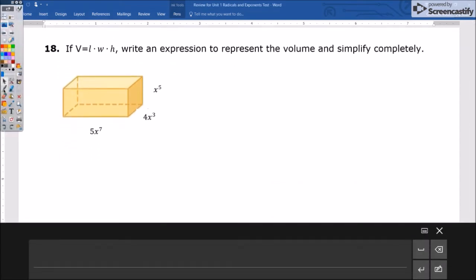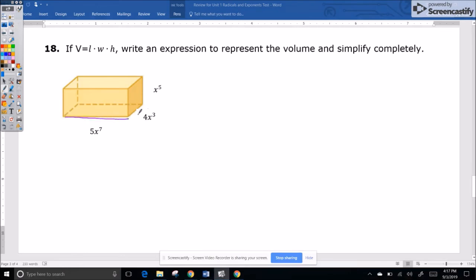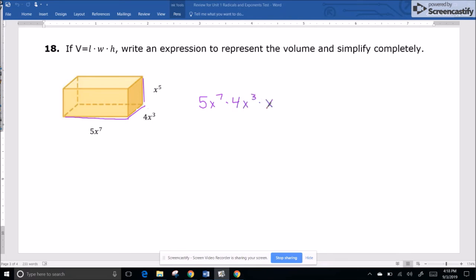Okay, volume. We're just going to take our length, our width, and our height and multiply them together. We are going to multiply our coefficients. So 5 times 4 is 20. We will add our exponents. 7 plus 3 plus 5 is 15. And to be 100% correct, that would be units cubed when we have a volume, because this is a 3-dimensional shape.